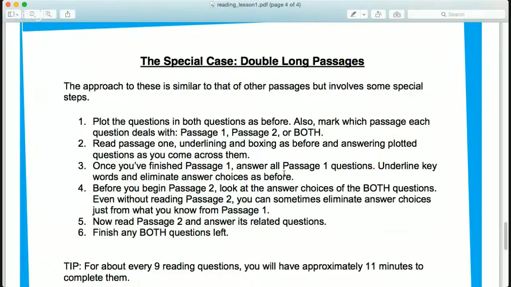2. Then you read passage 1, underlining and boxing as before, and answering plotted questions as you come across them. 3. Once you finish passage 1, answer all the passage 1 questions. Underline keywords and eliminate answer choices as before. 4. Before you begin passage 2, look at the answer choices of the both questions. Even without reading passage 2, you can sometimes eliminate answer choices just from what you know from passage 1. 5. Now read passage 2 and answer its related questions. Finish any both questions that are left.